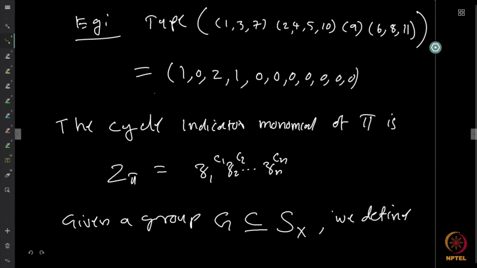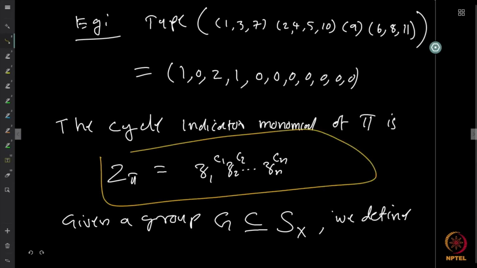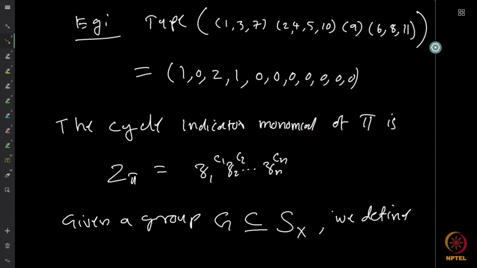Now, once you have such a type, we can define the cycle indicator monomial of pi, given by, let's say, z_pi equals z1 raised to c1, z2 raised to c2, etc., zn raised to cn. So this tells immediately what the cycle structure is. Look at the exponent of zi; that will tell you the number of i-cycles.